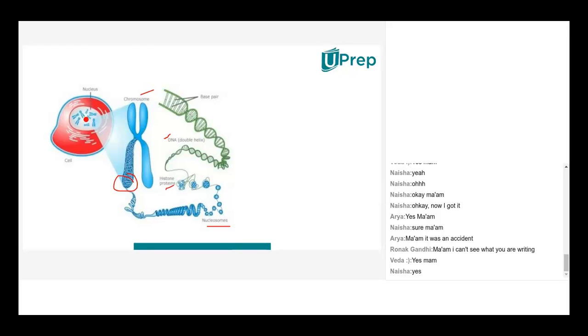So here comes the term: the nucleus possesses chromatin that contains chromosomes, and the chromosomes contain nucleosomes. Within nucleosomes, you'll have DNA and histone proteins. This is the hierarchy. Got the point?